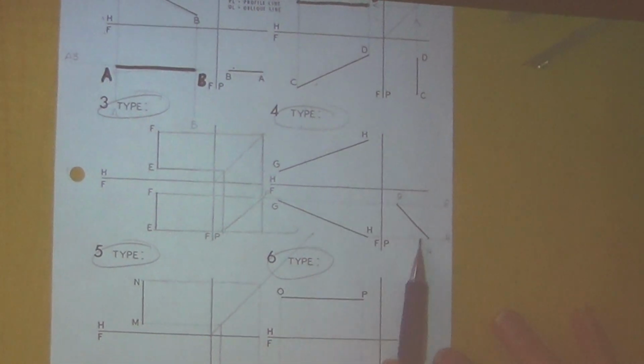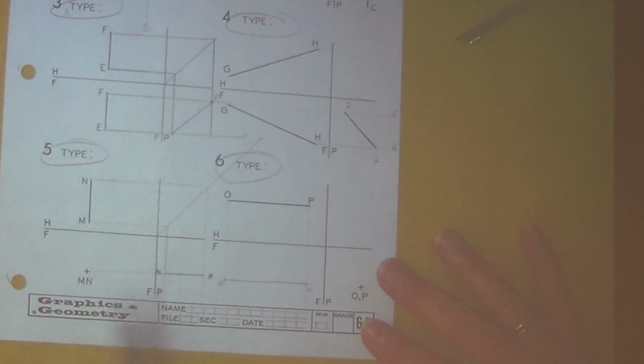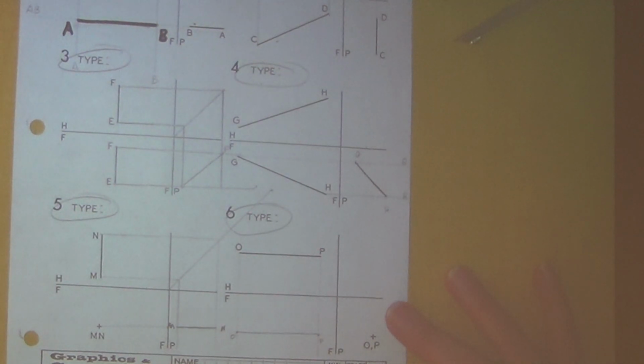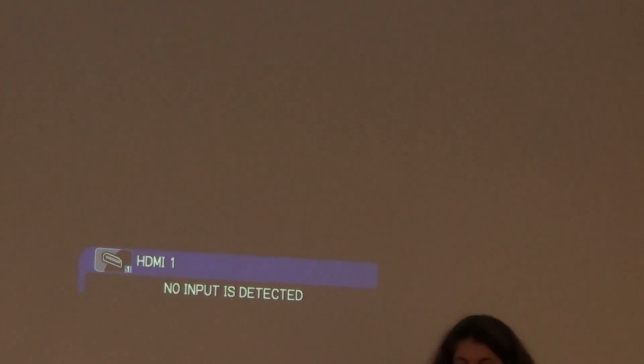Here it's diagonal in all three. Here it's a point. Here it's two horizontal and a vertical line. The same thing. These are all different types of lines. So what I want you to do is go to our Canvas site.